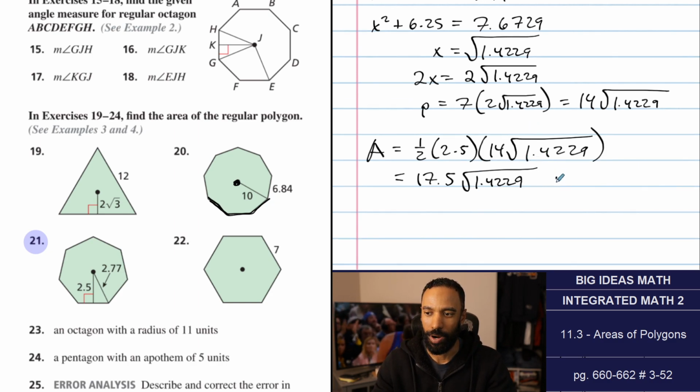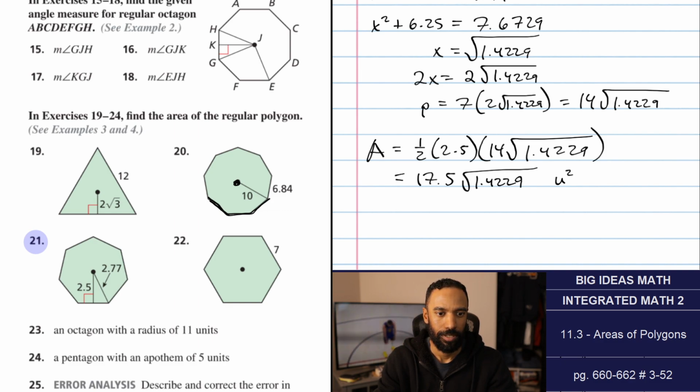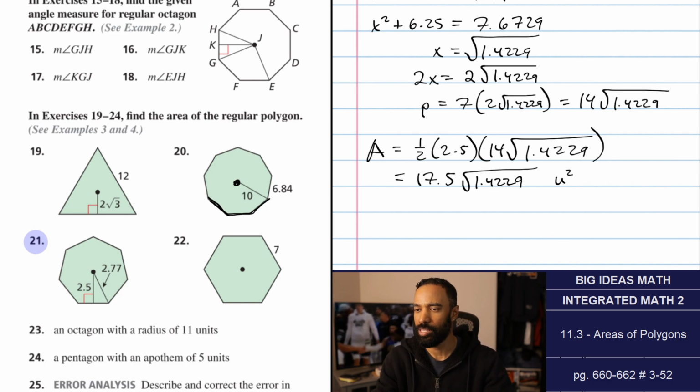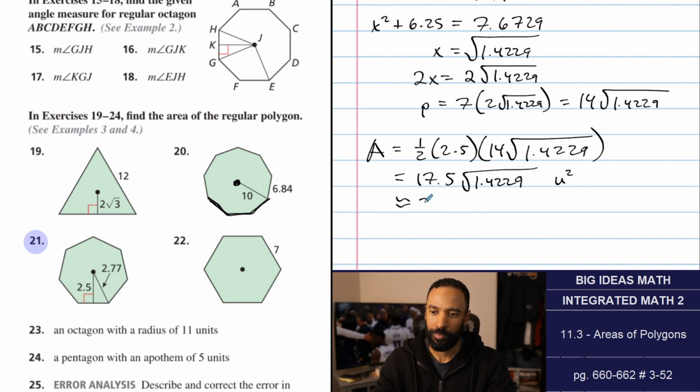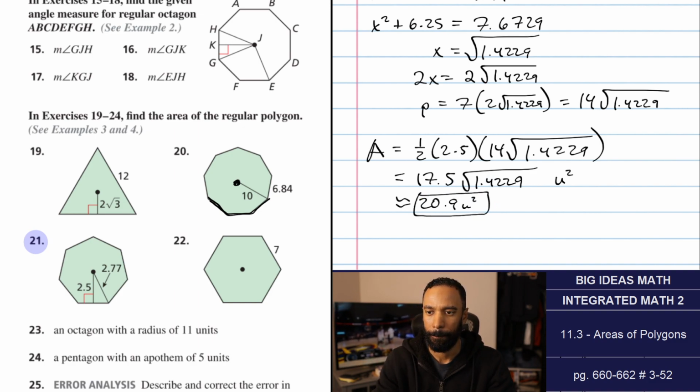So that's square units, but I'm going to go ahead and actually use that in the calculator. 17.5 times square root 1.4229. Okay, we get 20.87, so around 20.9. 20.9 square units, area of that regular heptagon.